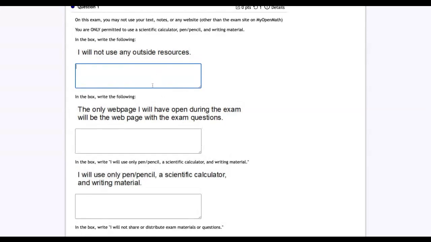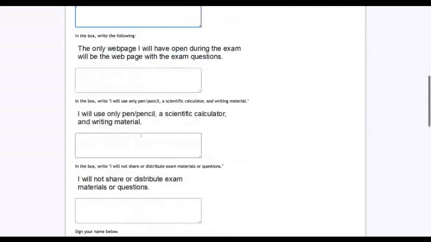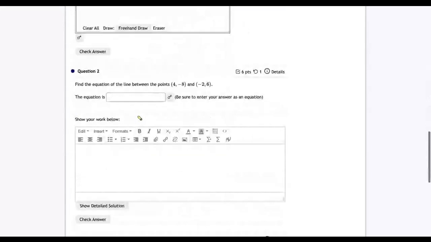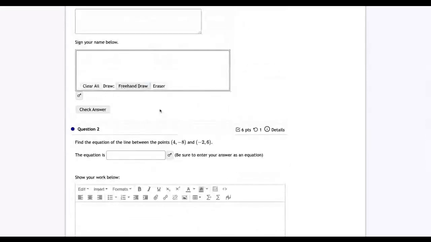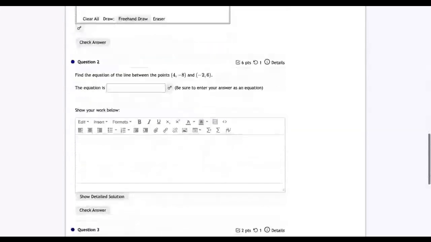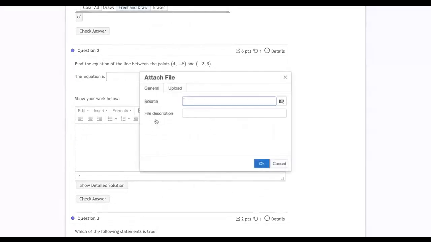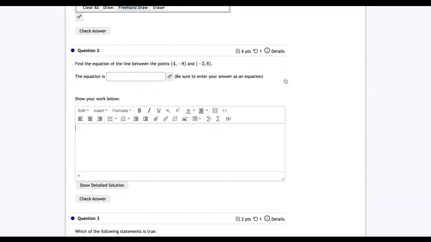Okay, for this one, hopefully on the day of the real exam you shouldn't have any problem. For question one, it's just some academic stuff. Then for this, you have to show your work. Either you type in here or you can attach. You can take a picture, so attach it here. I attached my work. Then let me finish.